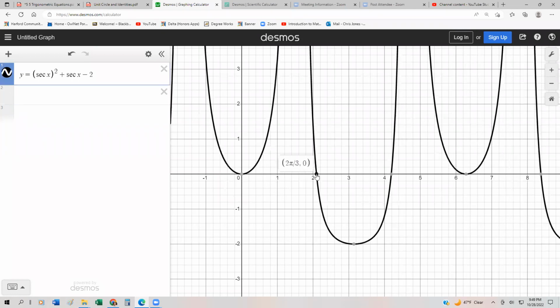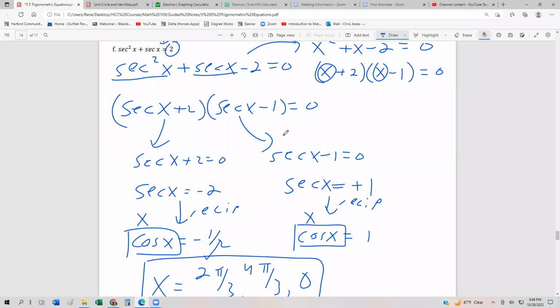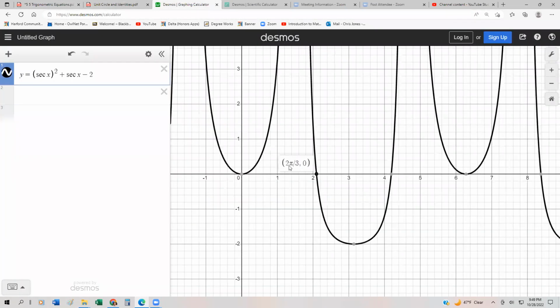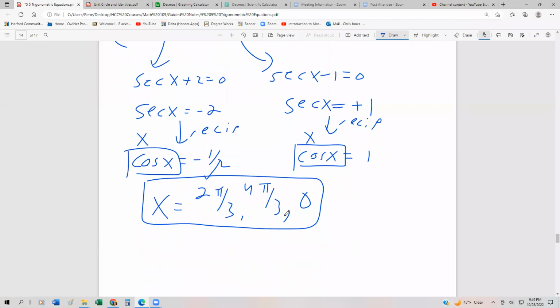And so notice right here is one point at 2 pi over 3. We go to our solutions, 2 pi over 3, and then we have 4 pi over 3 as another solution on our graph. We also have 0. This one right here is 2 pi, but remember, we don't want to include that because it's actually coterminal to 0. So that's a way that we can check this to make sure that we're good.